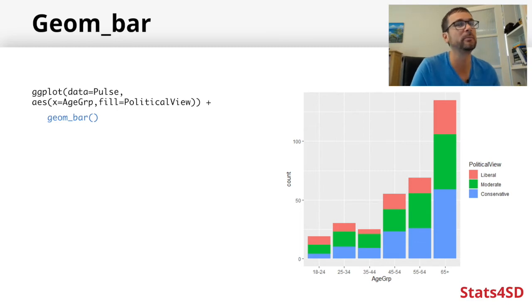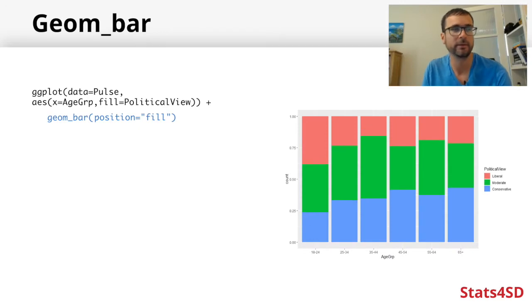And this is where we can use the position argument within geom bar. The default is to have those stacked bar charts, but if we use position equals fill, what that does is it standardizes all of our bars to the same height. And then we can see the proportion of people within each of the groups on our x-axis within each of the categories of our fill aesthetic.